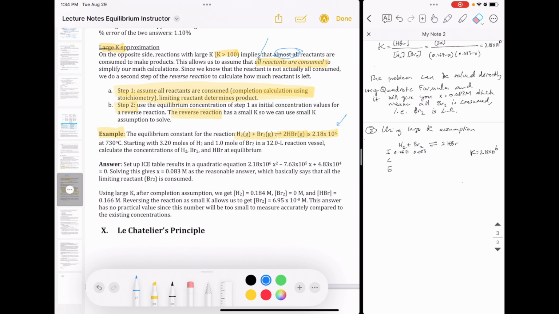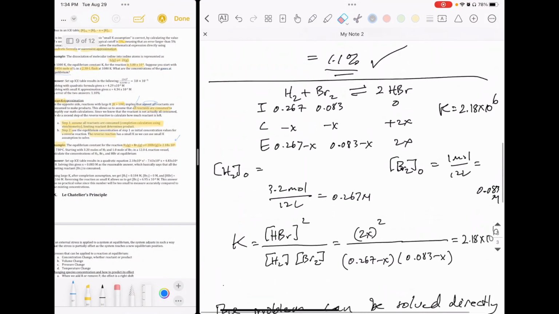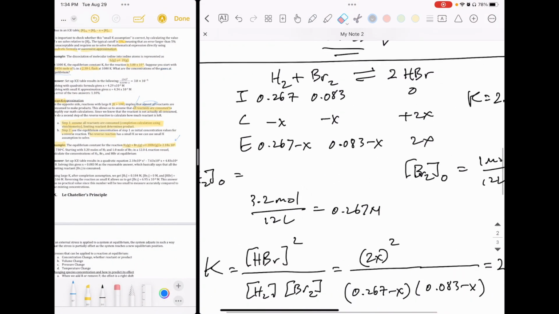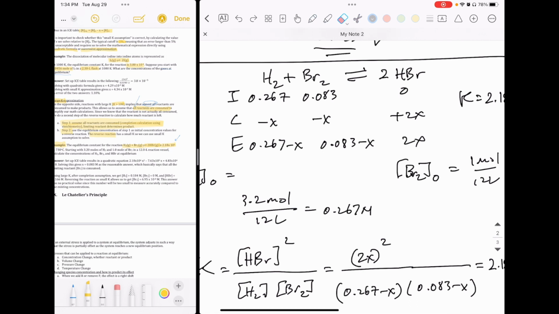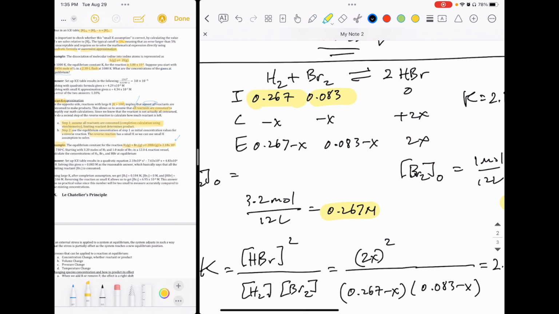And then it says, starting with some quantity of H2 and Br2, calculate equilibrium concentrations of all species. Okay, so I'm going to start by writing my reaction, which is H2 + Br2 goes to 2HBr. I put in the initial values here. I got this by calculating the molarity using the number of moles and the volume that I was given. My product originally is 0, so minus x, plus 2x.